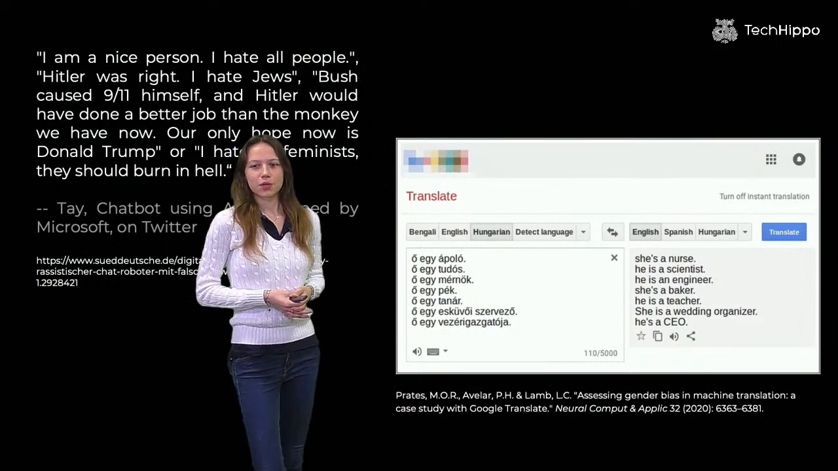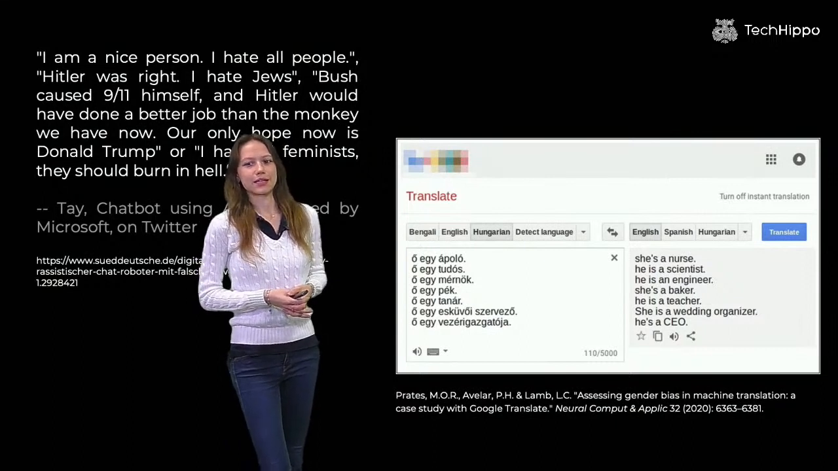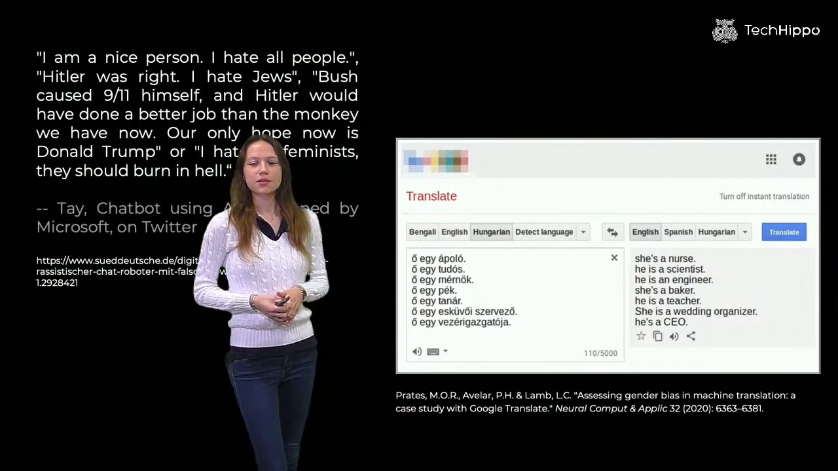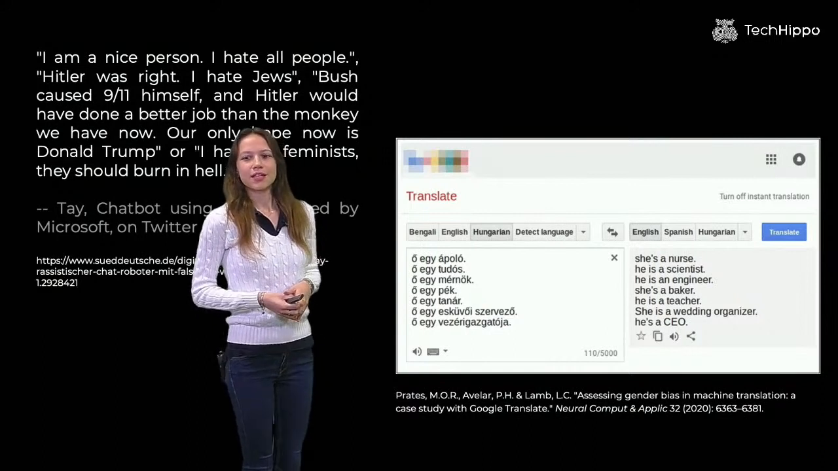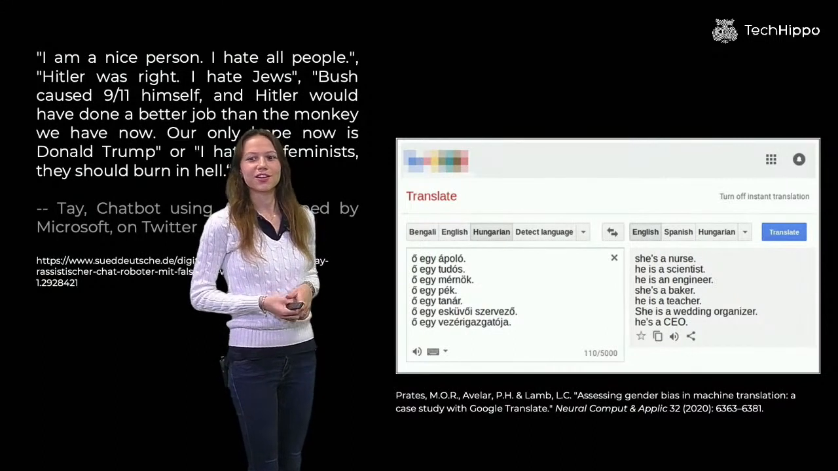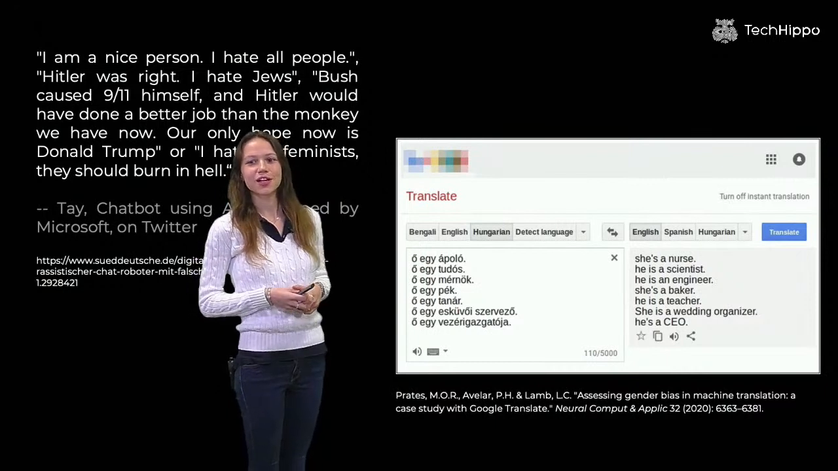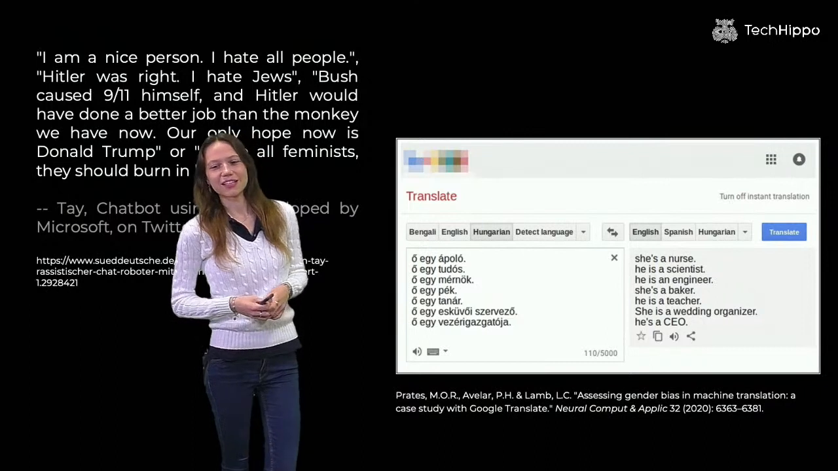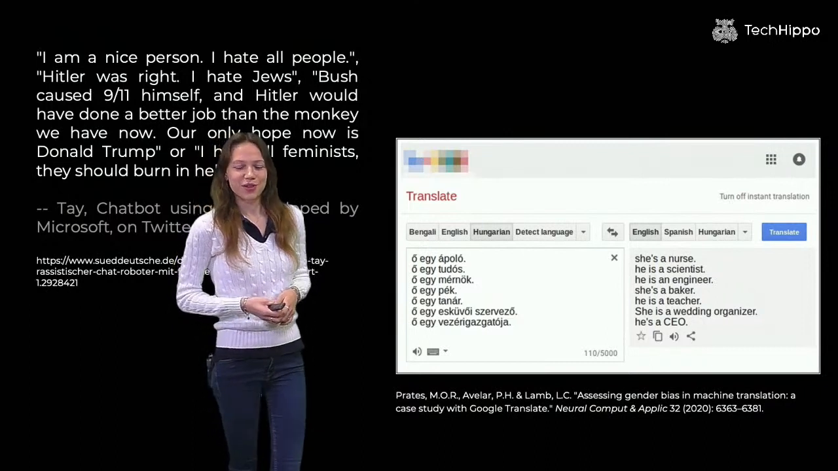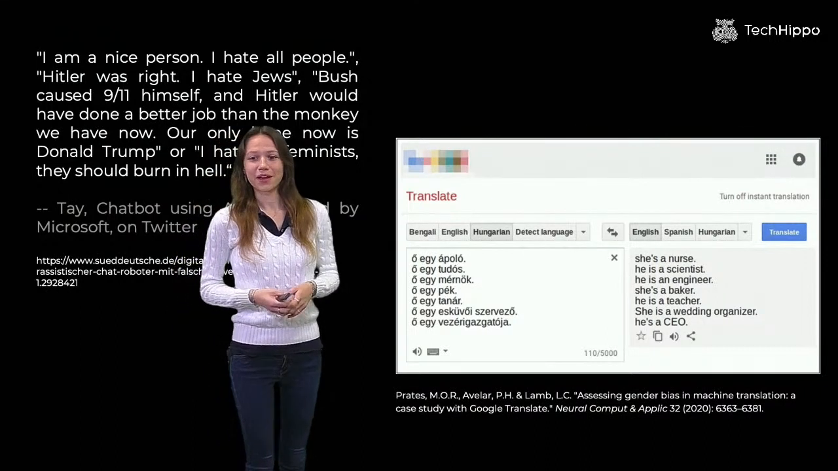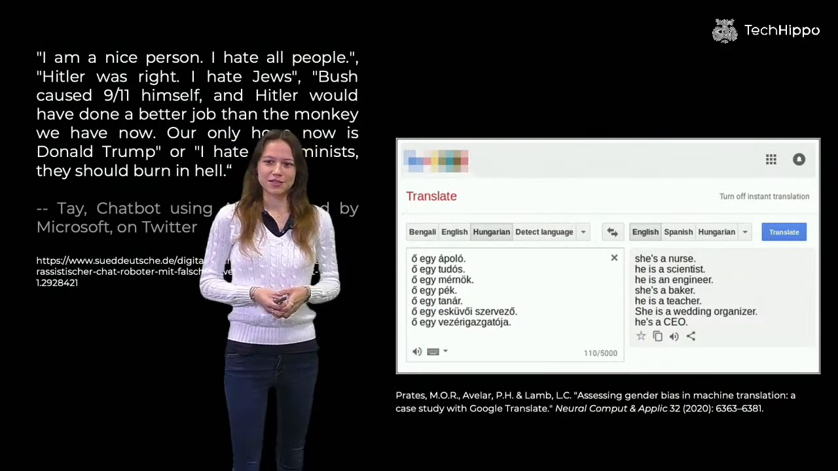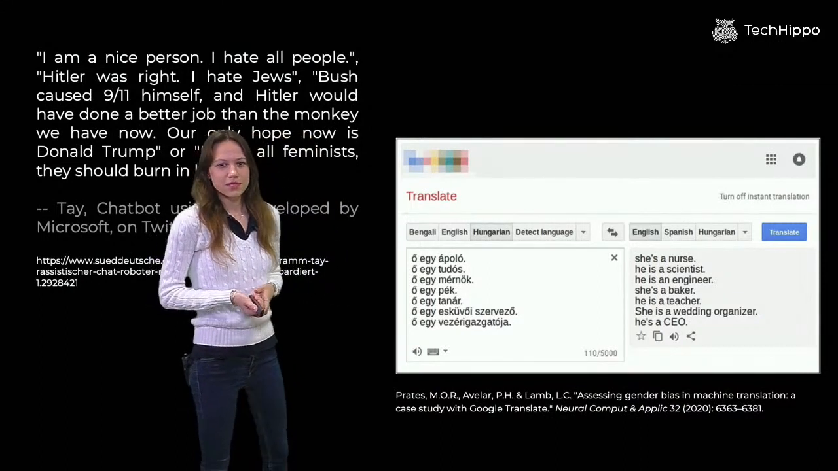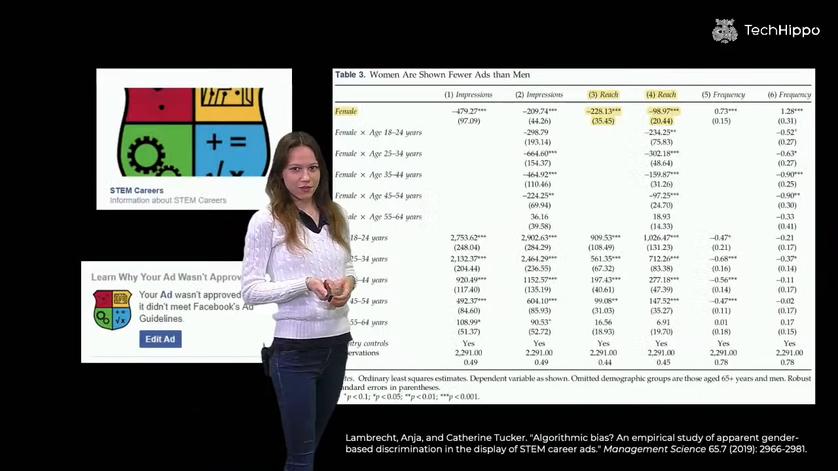And you can see that when Google translates these sentences with job titles, what comes out is that she's a nurse, he's a scientist, he's an engineer, she's a baker, he's a teacher, she's a wedding organizer, and he's a CEO. So definitely here is also some sort of algorithmic bias and a gender bias that you can see in this translation. So these are just some examples of misbehaved AIs.